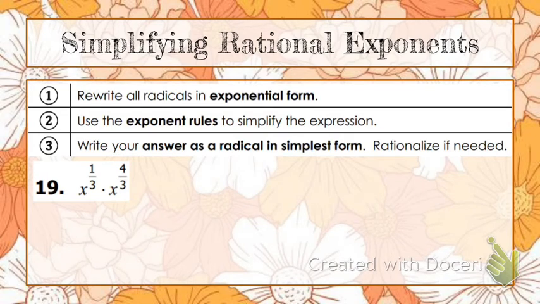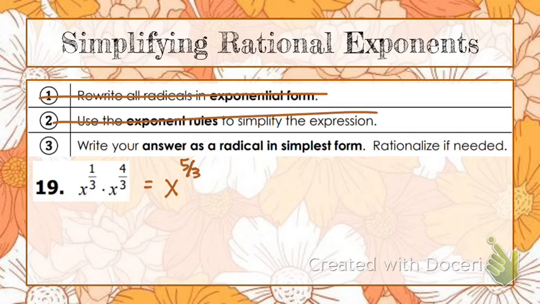All right, the first thing we're going to do is rewrite all radicals in exponential form. Well, in this case, everything's in exponential form, so we don't have to worry about that. Then we use exponent rules to simplify the expression. And all that exponent rules are is that we know when you multiply like bases with exponents, you add the exponents together. So this is going to be x to the 1/3 plus 4/3 is 5/3. And then, so we simplified.